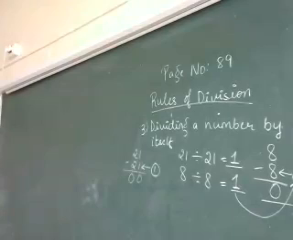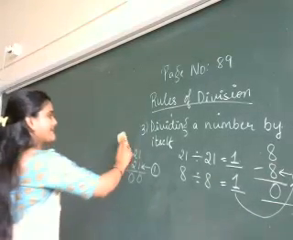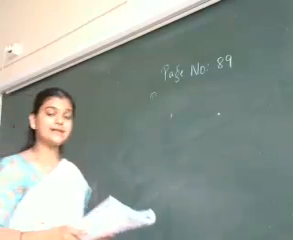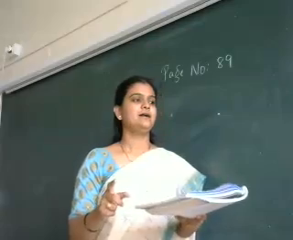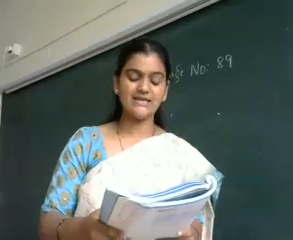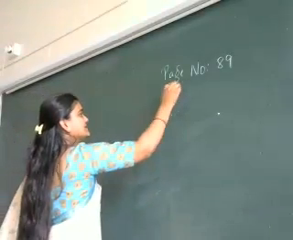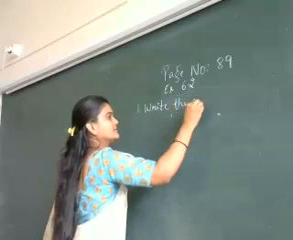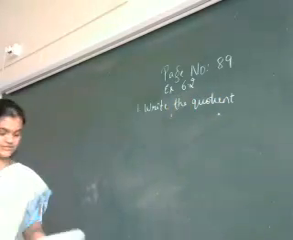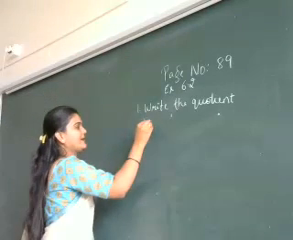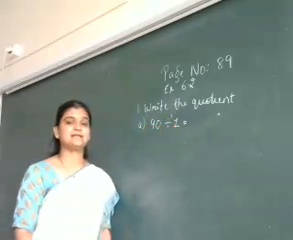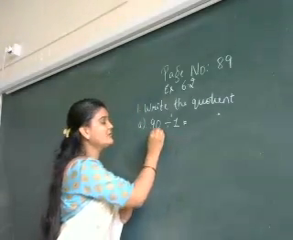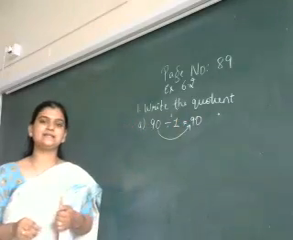So take pencils in your hand, children. We will solve Exercise 6.2, page number 89. Now, quickly you will have to answer me. The first question, write the quotient for each of the following. The first one is 90 divided by 1. 90. Why is it 90? We have seen in the rules of division, any number divided by 1 will have the quotient as the same number, that is 90.